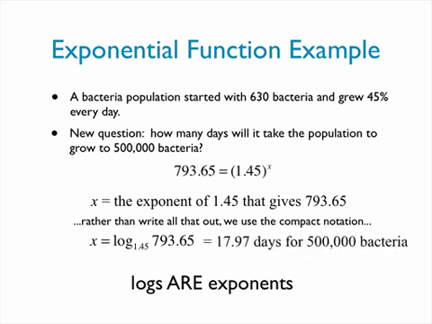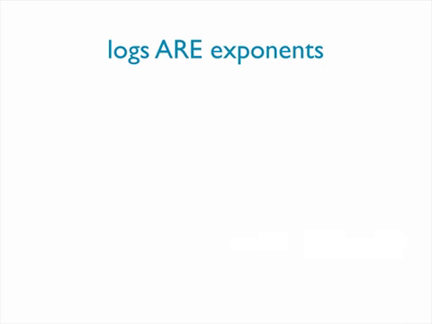Okay, so this exponent of 1.45 that gives 793.65 is 17.97. And we'll explain how to get that value later. We want to practice this idea of logs first. So here, this is the key. Logs are exponents. When you see a log, you should think, that's some exponent. Okay, so let's see how this works out.